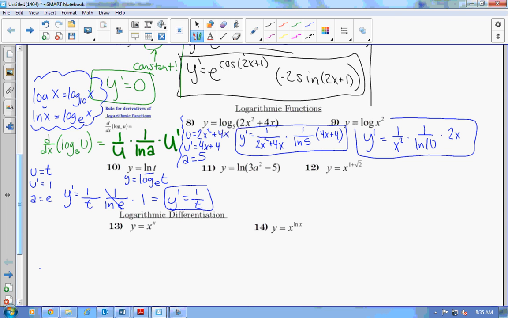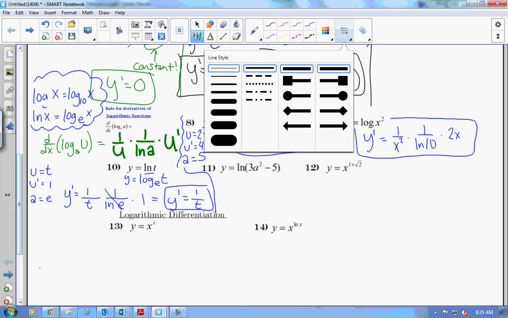So the derivative of a natural log is 1 over x. Now, if there's more than just x or just t, you're going to have a little bit of a chain in there. But if it's a simple natural log x or natural log t, the derivative is 1 over x, or 1 over t.